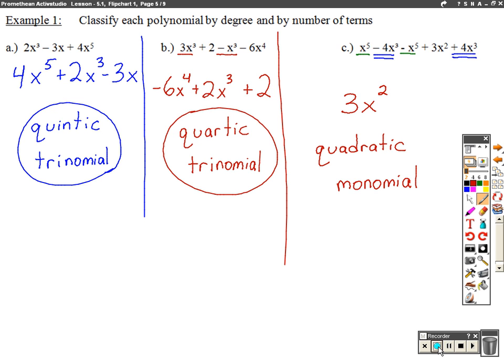Okay, you'll see my quintic terms, my x to the fifths, cancel out. Also, my cubic terms, my x cubes, my x to the third, they cancel out. So I'm really just left with 3x squared, which makes this a quadratic, degree 2, monomial, one term.